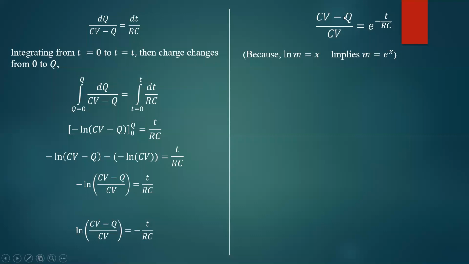Next, simplify it to get the expression for q. That's all. Finally, we have to get the expression for instantaneous charge q. You look here. C, V are constant.